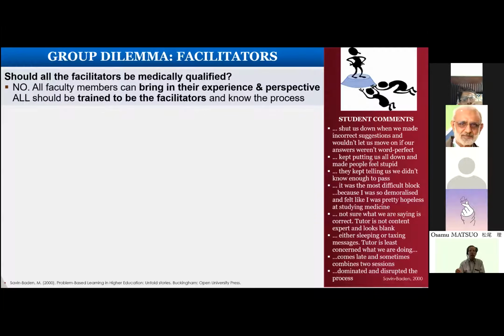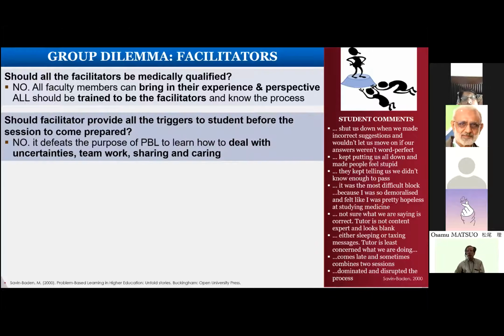The group dilemma, the facilitators: should all the facilitators be medically qualified? The answer is no. All faculty members can bring in their experience and perspective, but all should be trained to be the facilitator and know the process, because they are not going to give the input in the content of the discussion. So you don't need them to be medically qualified or subject experts.